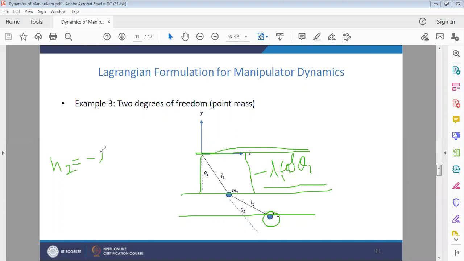minus l2 cos of theta 1 plus theta 2. All of this. Okay, so let us go to the actual problem.